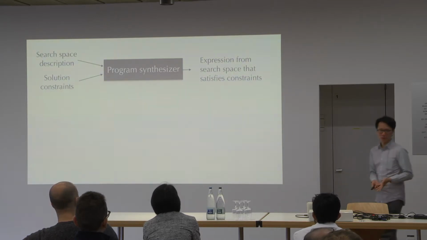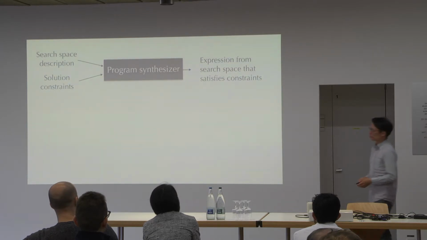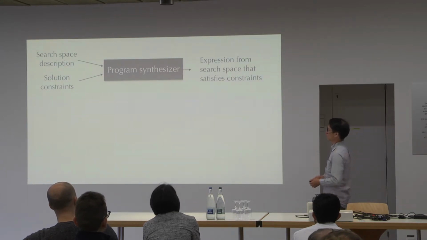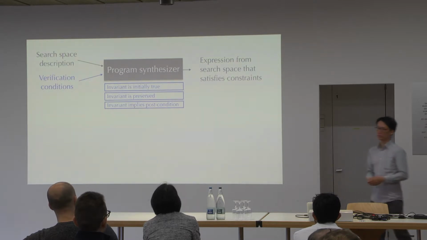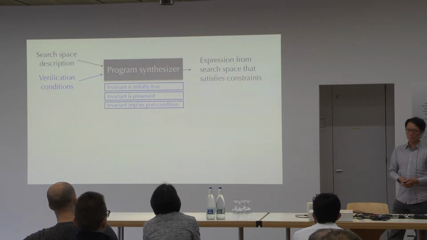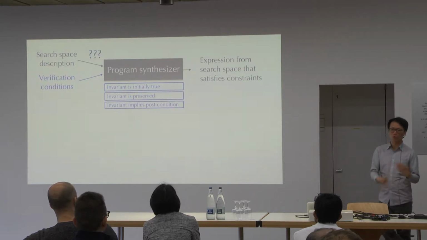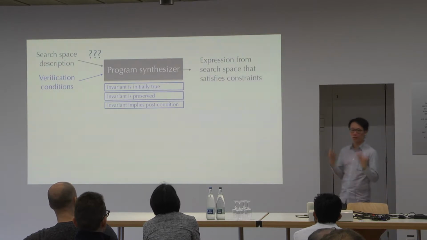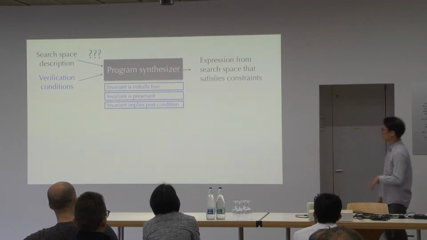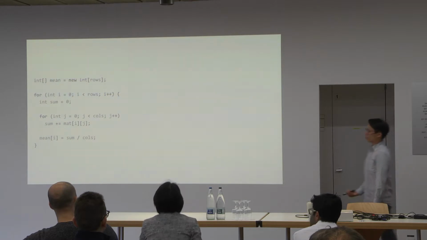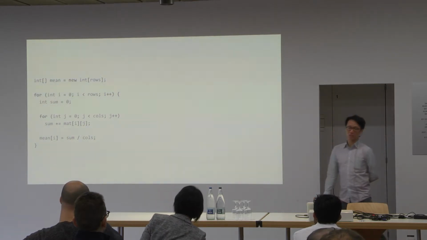Why am I telling you about synthesis for this problem? Well, because the solution constraints I was referring to earlier are exactly the verification conditions from the previous slide. And what about the search space? What are we actually searching over? We are trying to search over all the post conditions and invariants. But how do we actually write them up? It turns out that we can just do very simple, lightweight static analysis to figure that out.